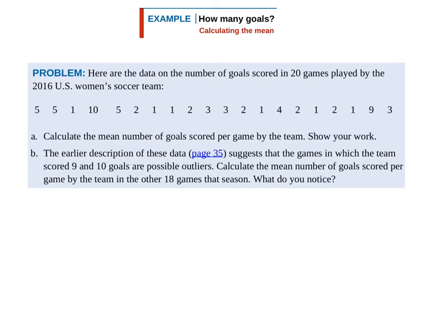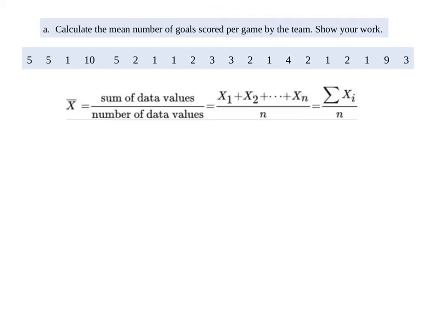Let's jump right into an example, and we're going to come back to this problem that we've looked at before, which is the number of goals scored in 20 games played by the 2016 U.S. women's soccer team. Here are all of our data points. Let's do two things. Let's calculate the mean, and we're going to show our work, which is also one of my favorite things. And then we're going to talk about the mean and what we notice. But first, let's calculate the mean. We're going to add up all of these values and divide by the number of values, which is 20, because they already told us. But if they didn't tell us, we could just count, and we'd find 20 of those.